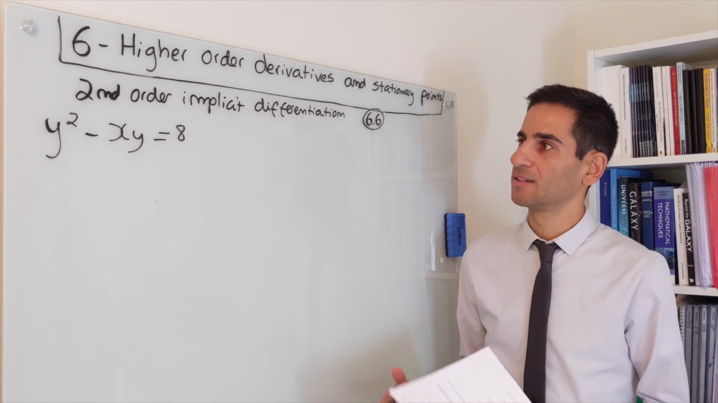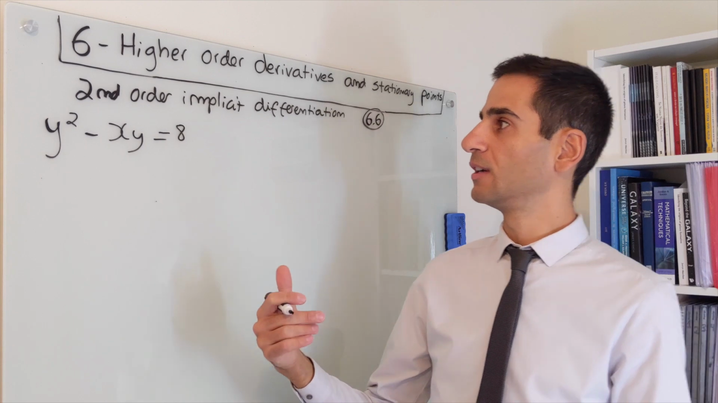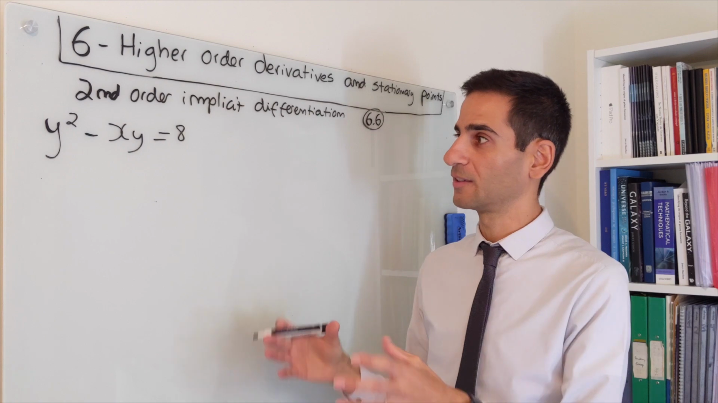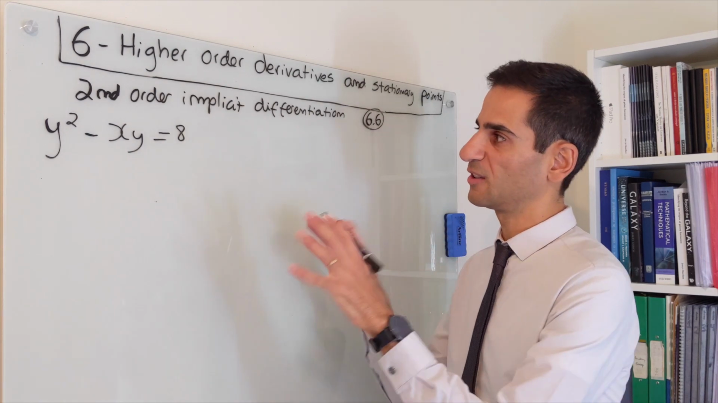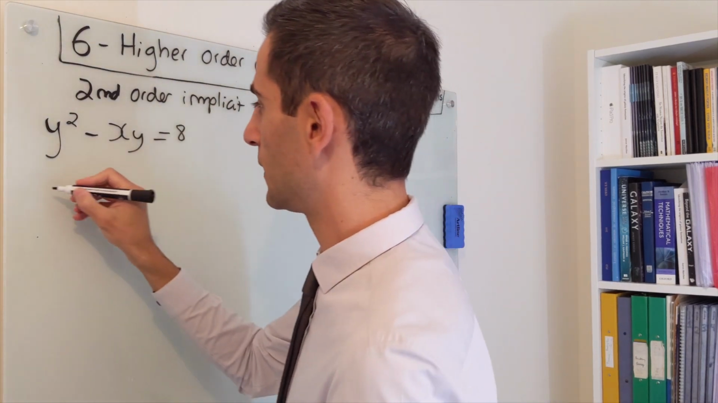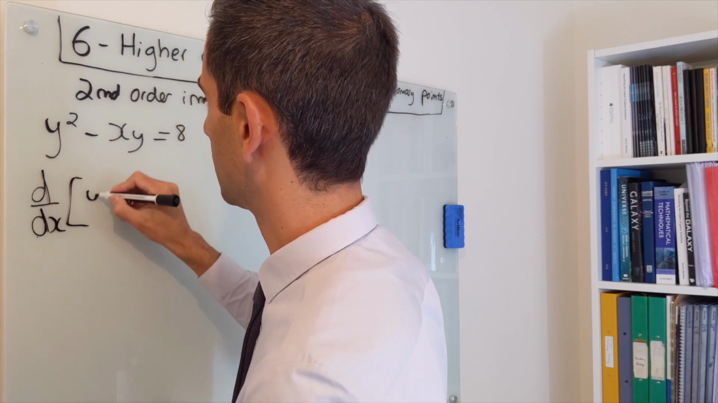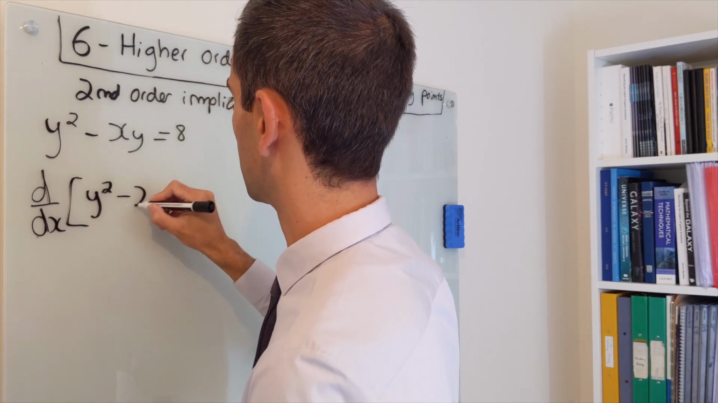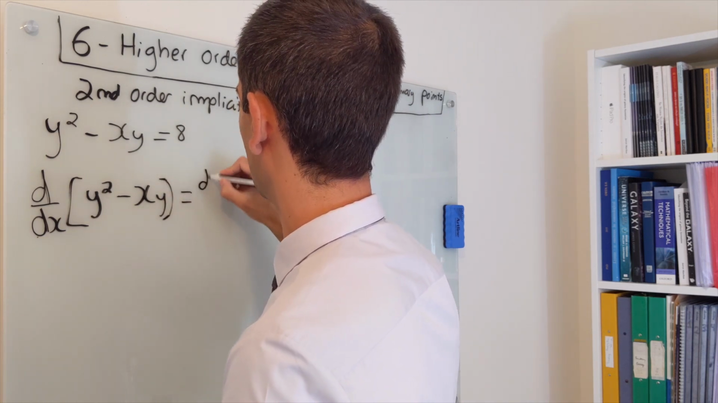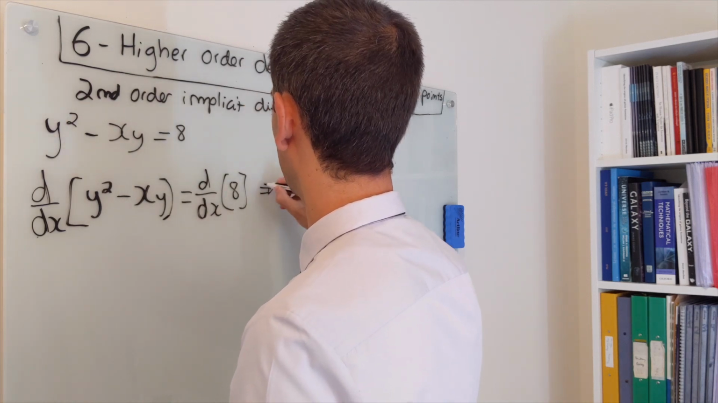How do we obtain second order implicit differentiation of this function? Step number 1 is to find the first derivative. If you remember how to do it, it's all about applying the derivative operator to both sides. This side is even easier, but let's do it properly. What we want to do is to apply d dx to both sides. That's to y squared minus xy, and then d dx of 8.